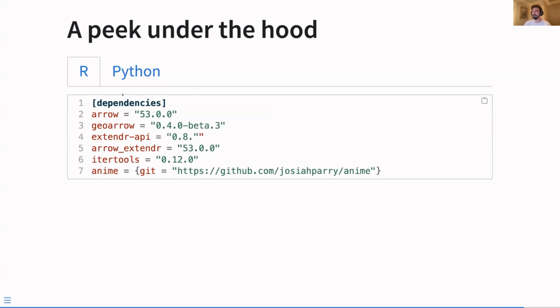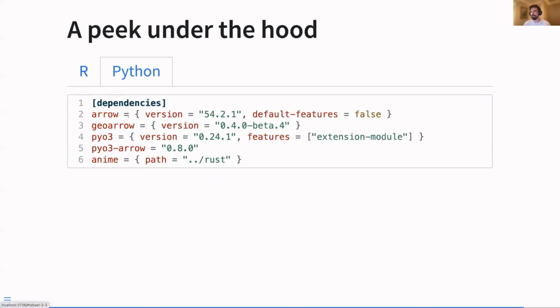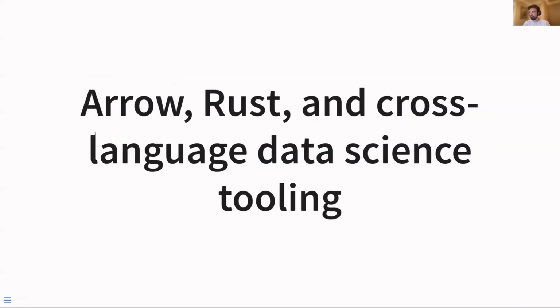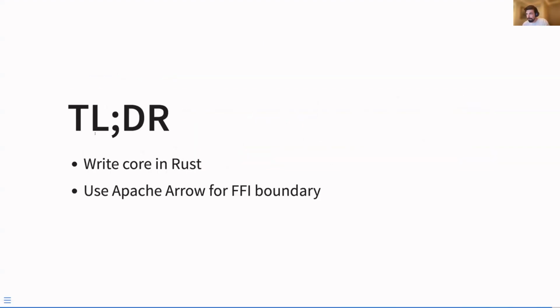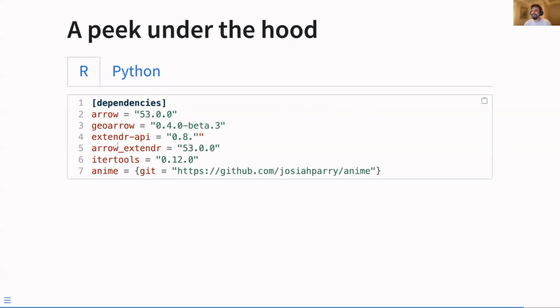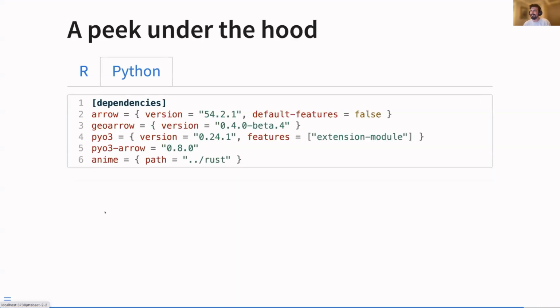Now, just a quick peek under the hood, looking at the Cargo.toml files for each of these, they're quite similar, where we have the same Arrow and GeoArrow dependencies. Now we bind to our extendr API for our bindings. Then for Python, it's again a similar idea. We have Arrow, GeoArrow, and now we're just using PyO3 to connect at the end.